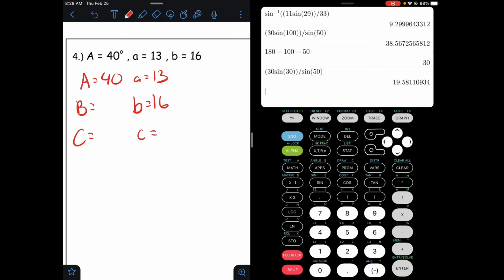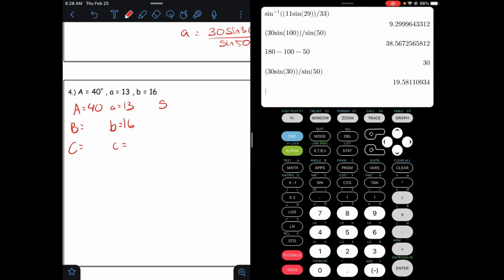So looking here, I cannot go straight to C right now. I have absolutely no information on C, so I cannot set up a proportion for it. But I have all of my information on A, and I have half my information on B. So I'm going to solve for my angle B next. So we've got sine of 40 over 13 is going to give us sine of B over 16. Now notice we're solving for an angle here, so we're going to have to use the sine inverse to get our answer.